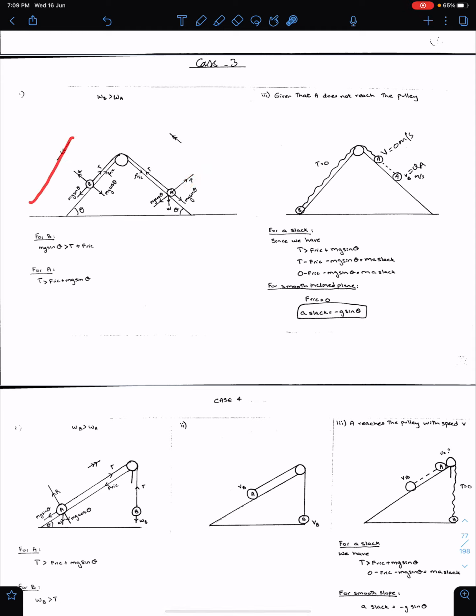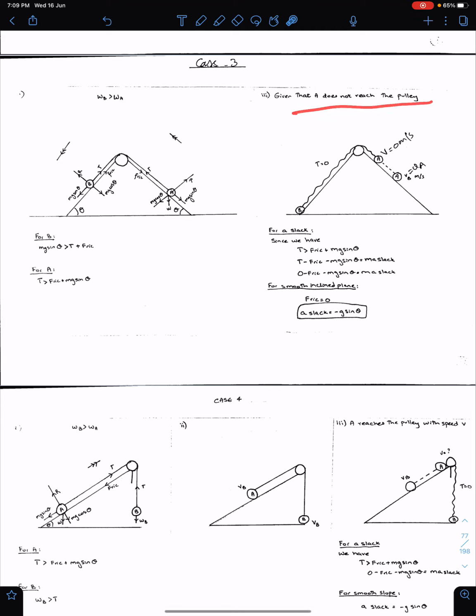Since B is moving down the slope, therefore you need to use this: mg sin theta greater than tension and friction. This is for B. For A, tension is greater than mg sin theta plus friction. So with the help of these two inequalities, you can get two equations and you can solve those equations for tension and acceleration.